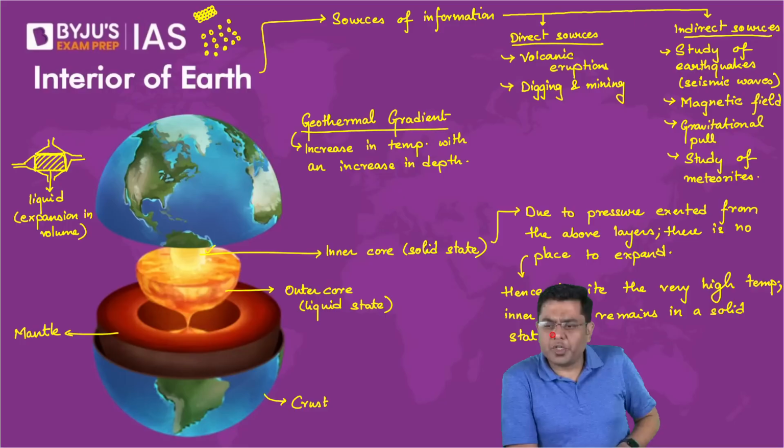Magnetic field and gravitation are very different. Gravitation is exerted by any object which has mass, but any object will never exert a magnetic field. Okay.